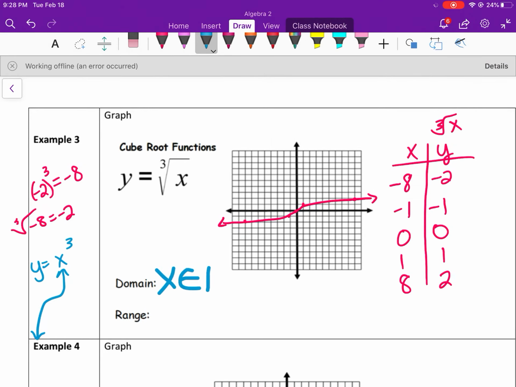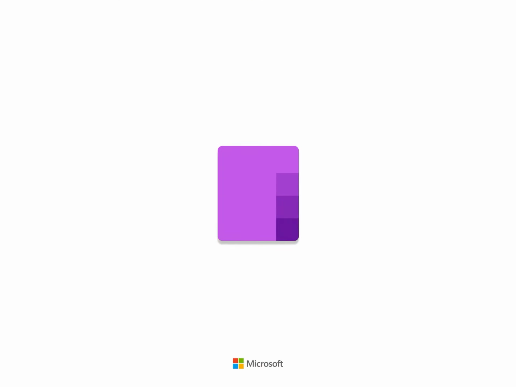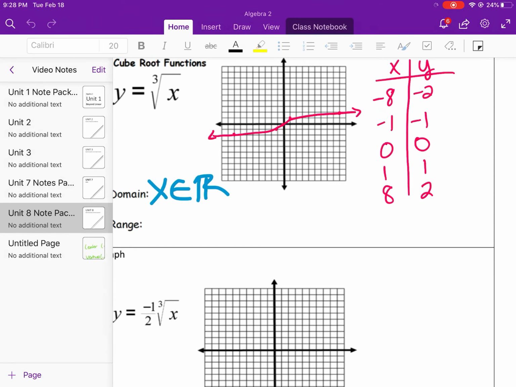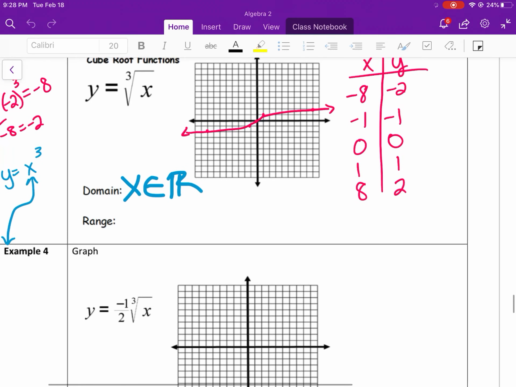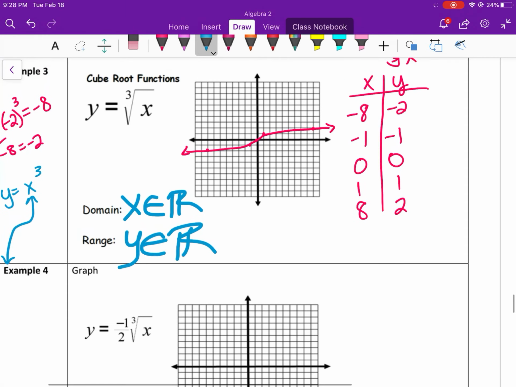x is an element of the real numbers. And then, since there's no restriction on what numbers you can plug in, your y values, your range will be all real numbers as well. So my range will be y values that are all real numbers. Okay, so that's the parent function for cubed.